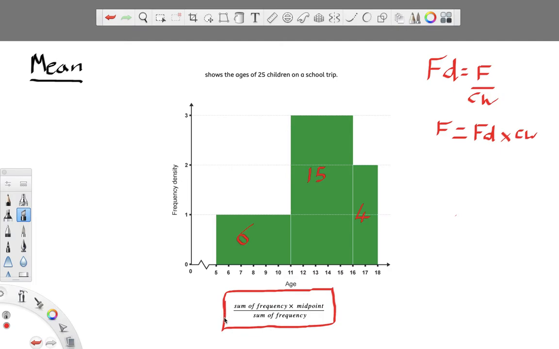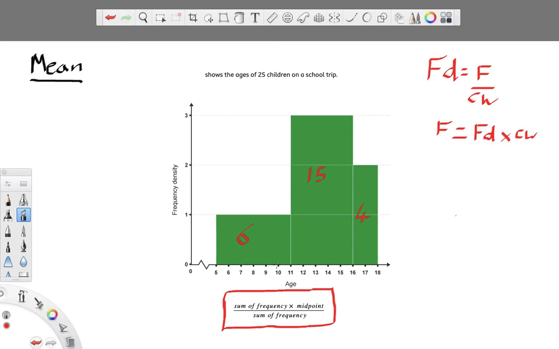So what does that mean? Well, what does the midpoint mean? I suppose that's the burning question. Well, we take the midpoint of our class width and then we times that by the frequency. Right, okay, so how do we go about doing that?